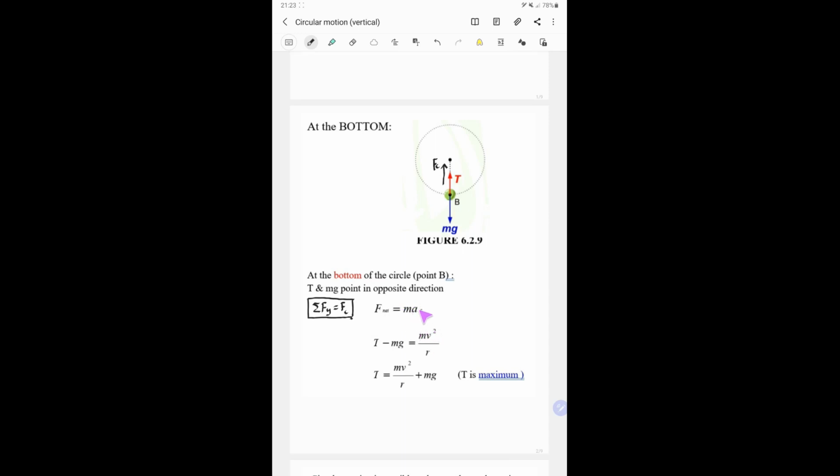So Fc is mac, where ac equals v squared over r, isn't it? So the equation is T minus mg equals mv squared over r. By transferring mg to the other side, you get T equals mv squared over r plus mg. So by getting plus here, what does it mean? T is maximum. So in this case, T is maximum at the bottom and T is minimum at the top position. Okay, for the first case, this is how we get the equation. Now, before we turn to the second case, what happens?